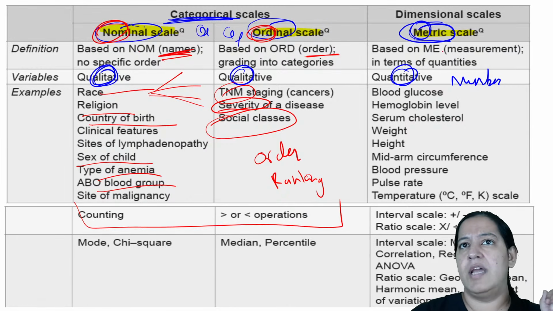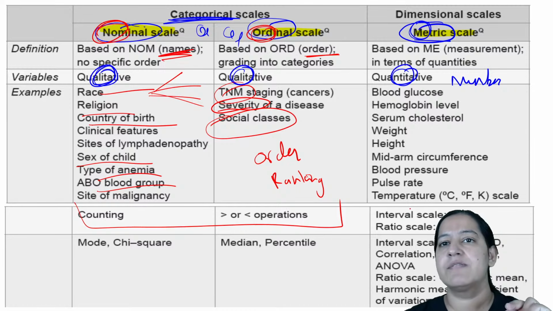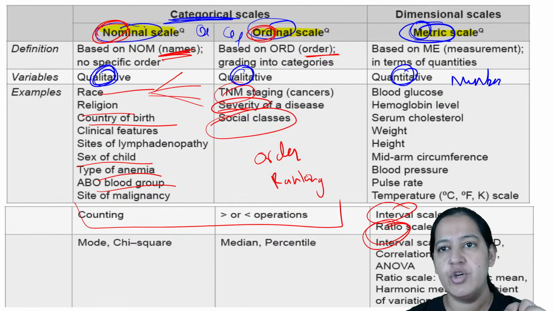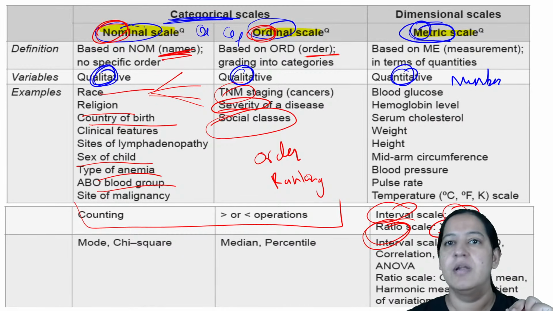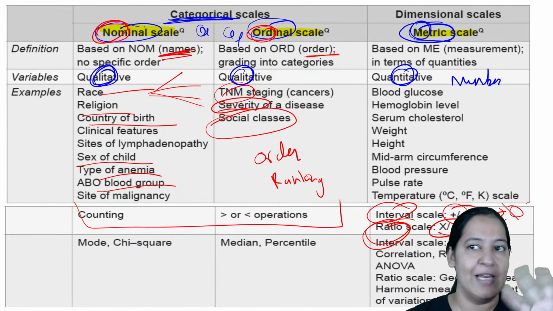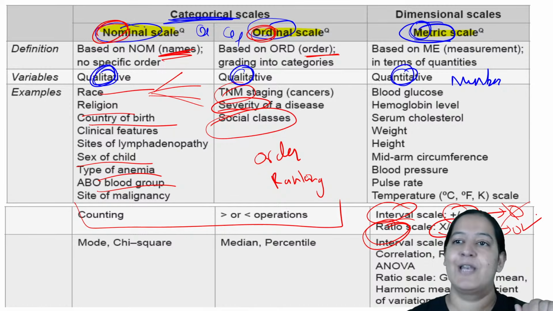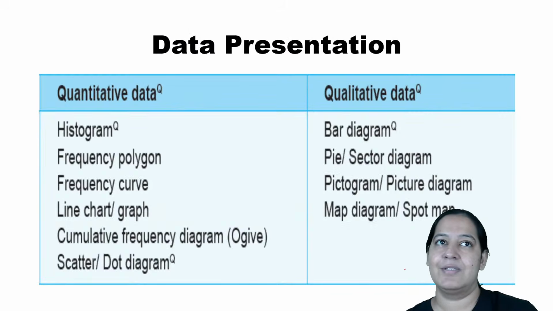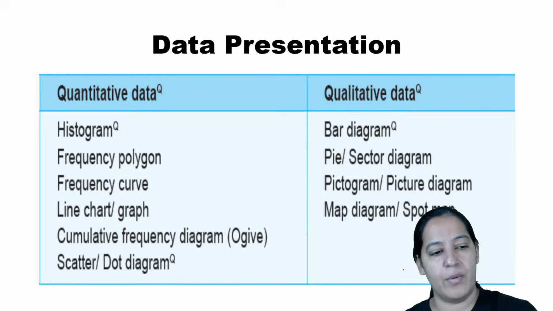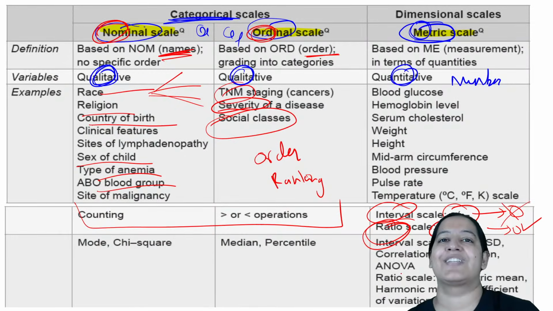And in metric scale, you have two types of scale, interval and ratio. In ratio, you can do multiplication and division. In interval, you do only addition and subtraction. In interval, we do not have absolute zero. In ratio, we have absolute zero. So that is the metric scale. So that is the type of data. Now, that was the revision of the previous lecture only.